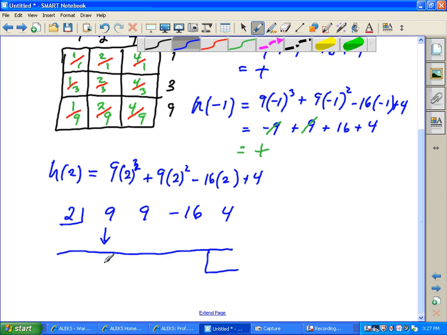And we'll talk about that if that happens. So I bring down the 9. 9 times 2 is 18, so I write 18. 9 plus 18 is 27. 27 times 2 is 54. 54 and negative 16 is positive 38. And then 38 times 2 is 76. And when I add that, that's 80. Does it work? No, and it's positive. So that doesn't work either.